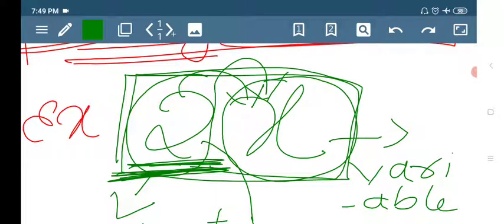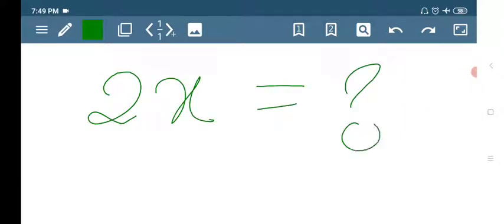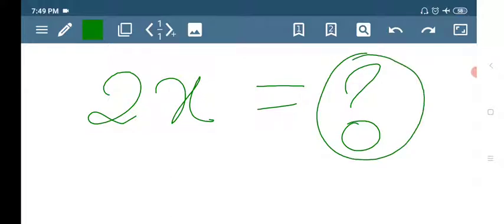The 2 depends on what is the value of x, and x is a variable. Why is x a variable? Let us see. I will put 2x is equal to question mark. Can you tell me what could be the answer? Try. No, right? Until and unless you know the value of x, you cannot determine what the question mark is.